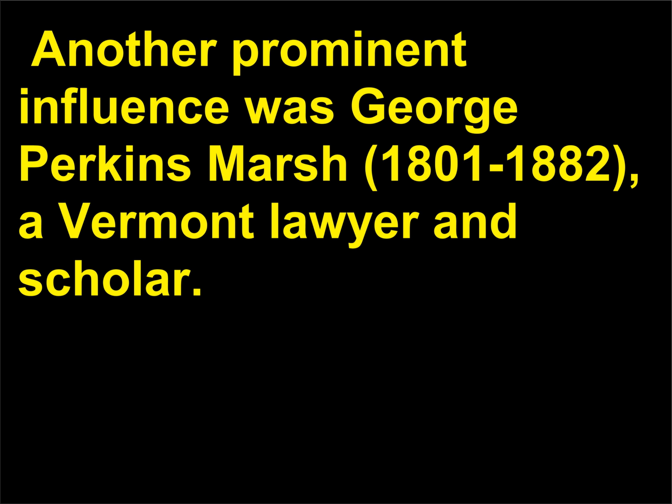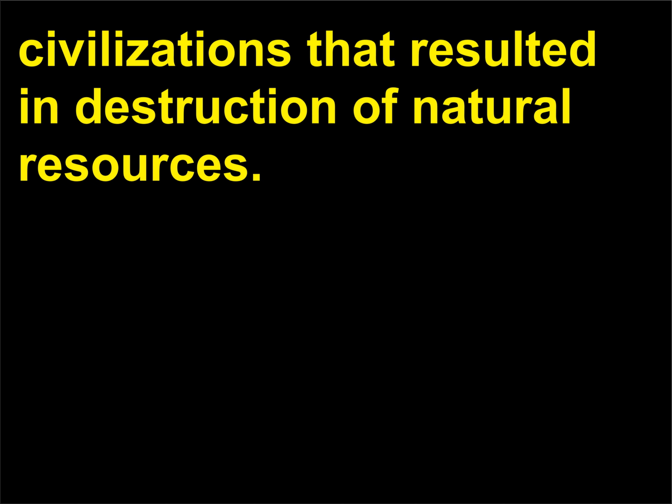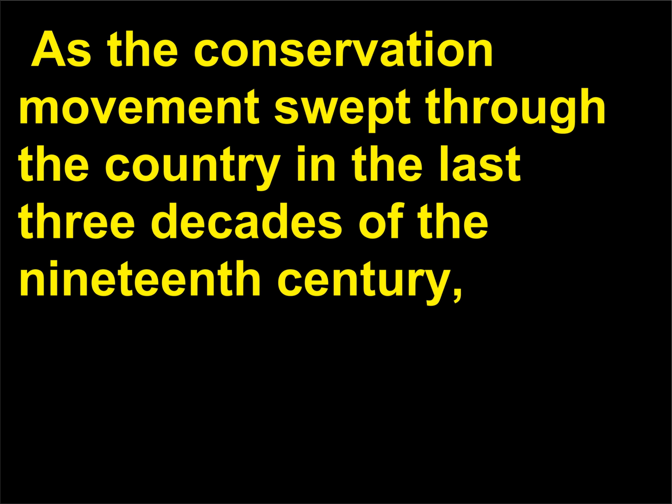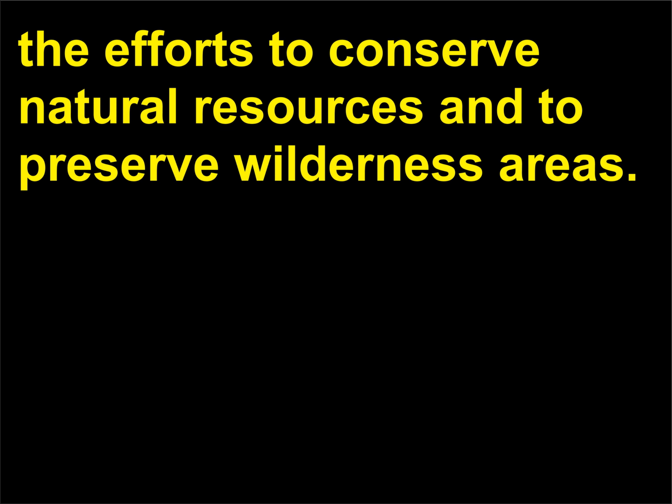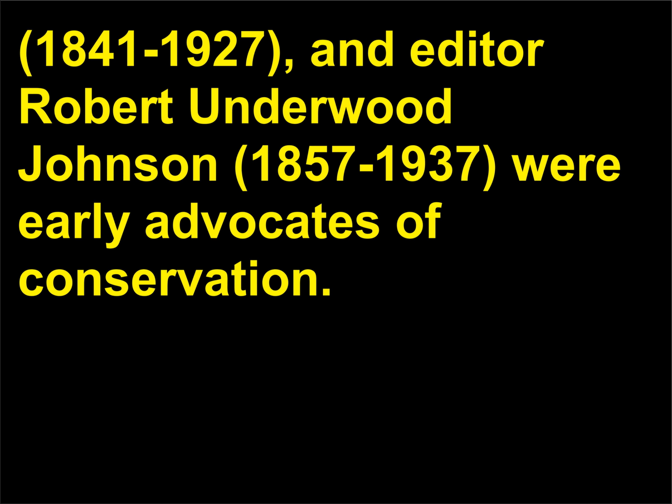Another prominent influence was George Perkins Marsh, 1801 to 1882, a Vermont lawyer and scholar. His book Man and Nature emphasized the mistakes of past civilizations that resulted in destruction of natural resources. As the conservation movement swept through the country in the last 3 decades of the 19th century, a number of prominent citizens joined the efforts to conserve natural resources and to preserve wilderness areas. Writer John Burroughs, 1837 to 1921, forester Gifford Pinchot, 1865 to 1946, botanist Charles Sprague Sargent, 1841 to 1927, and editor Robert Underwood Johnson, 1857 to 1937, were early advocates of conservation.